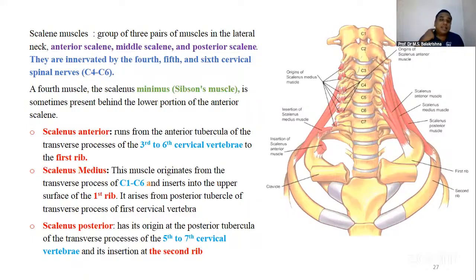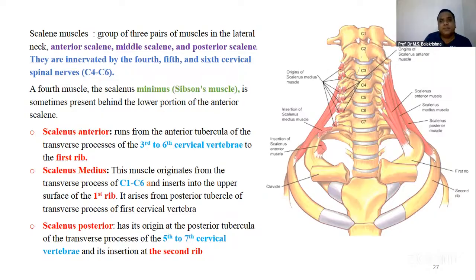Scalenus anterior is attached to the C3 to C6 vertebrae, but it is attached to the first rib. Your chest has ribs, right? So please see, the same question can be asked in two ways: scalenus anterior, which vertebrae and which rib? For vertebrae it is C3 to C6, and for ribs it is the first rib. Scalenus posterior is C5 to C7, and for ribs the second rib. That is why in the Hulk you will see the muscle here, because of the gym work.